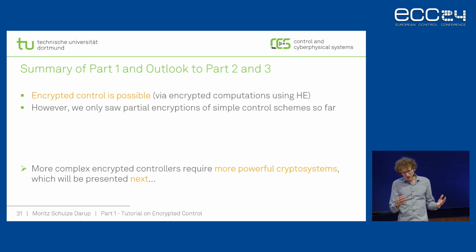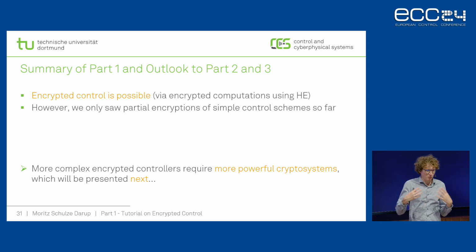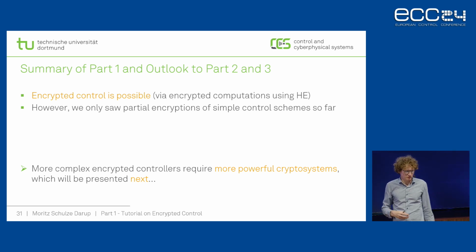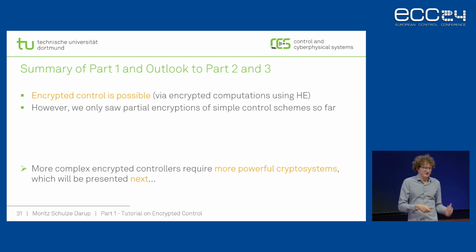But so far, we only saw very simple control schemes, and we also only saw partial encryptions. And now in the next two parts, we would like to look at more powerful crypto systems and also fully encrypted control schemes. However, we stay within this tutorial with the two examples, that is the dynamic controller in terms of the PI controller and the state feedback.